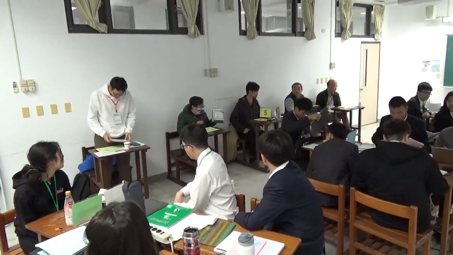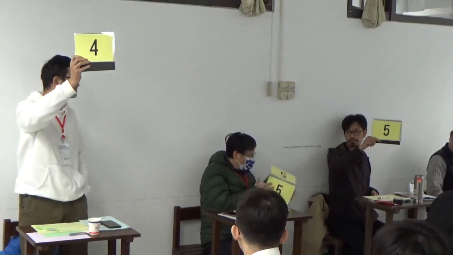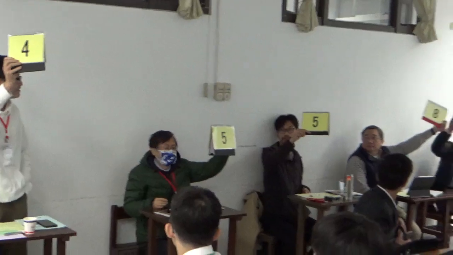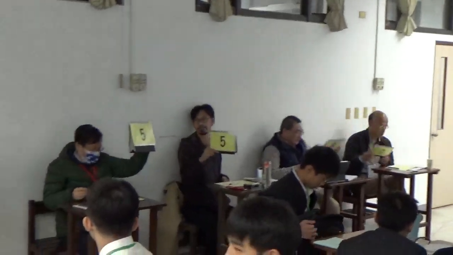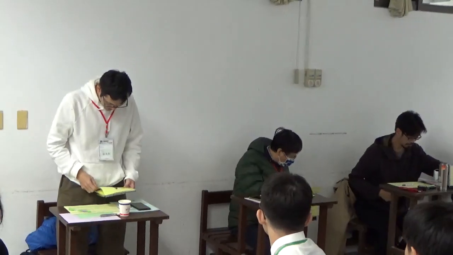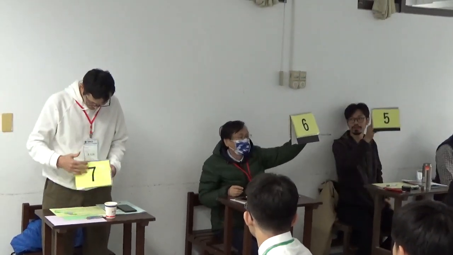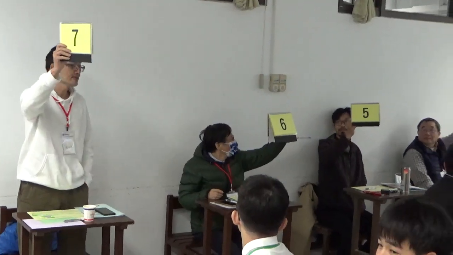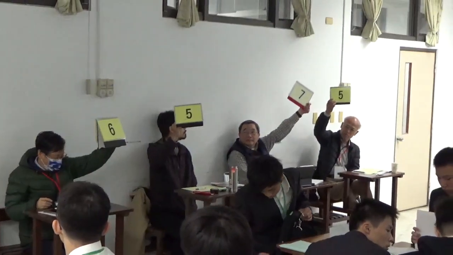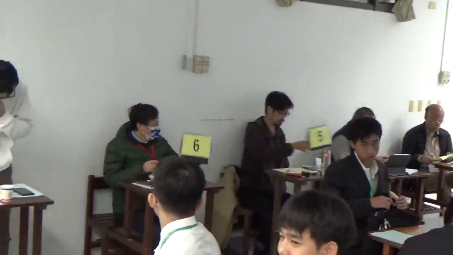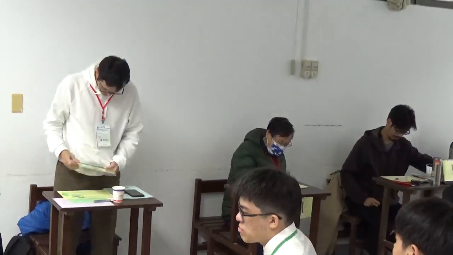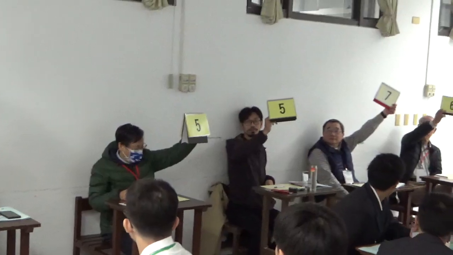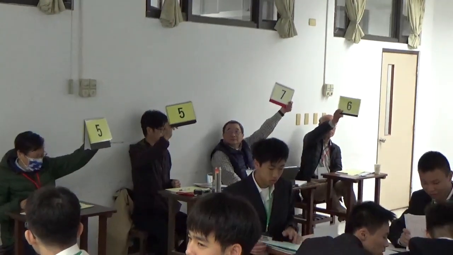Okay, so let's show the score. First, the score for the reporter: 4, 5, 5, 8, 7. The score for the opponent: 7, 6, 5, 7, 5. And the score for the reviewer: 5, 5, 5, 7, 6.